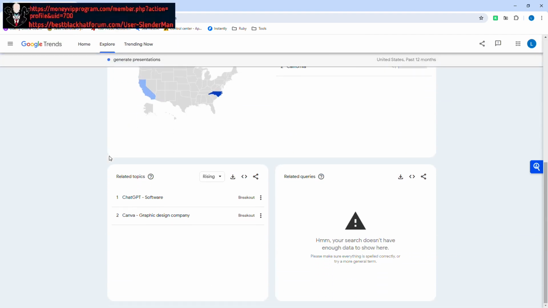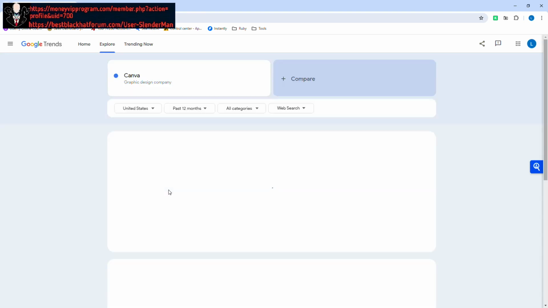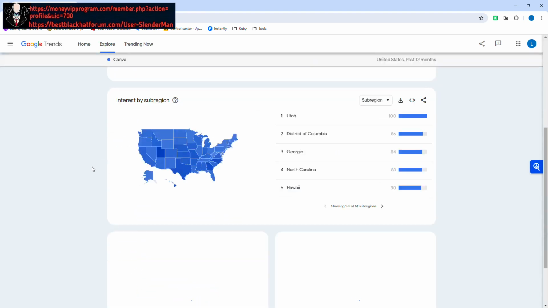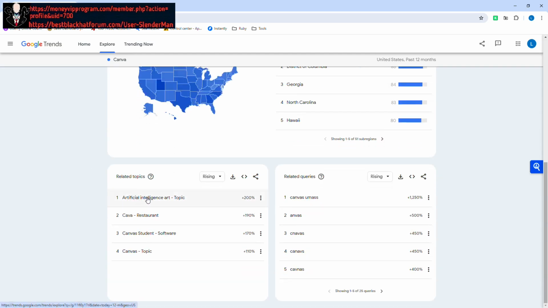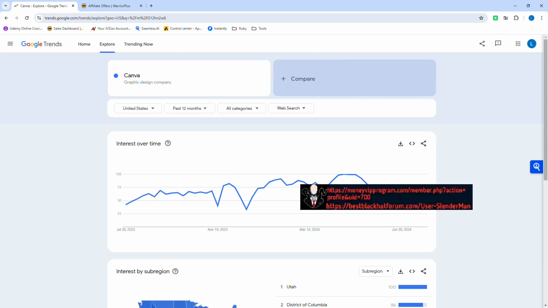Huh. Yeah, North Carolina, California with the interest, huh? ChatGPT software, Canva design. Okay. Yeah, Canva's always popular. I like Canva. Yeah, artificial intelligence art. So you get some pretty good ideas. Canva, UMass. Maybe they're using Canva exclusively over University of Massachusetts. Interesting.